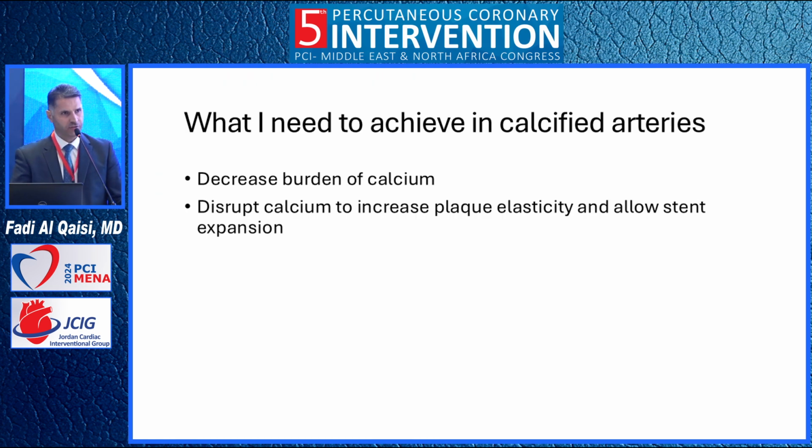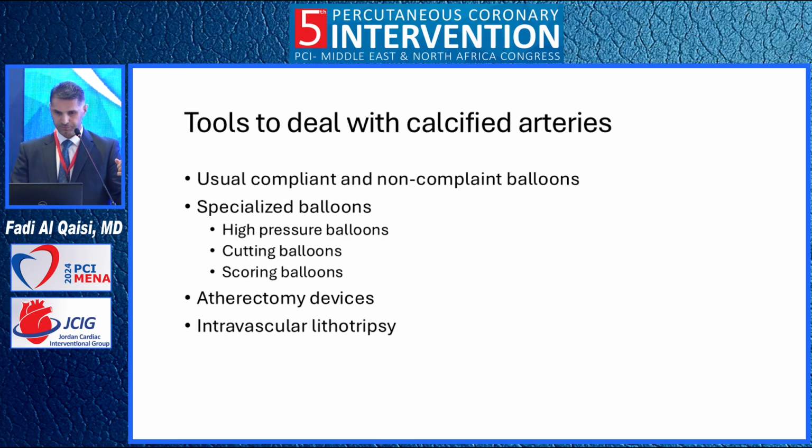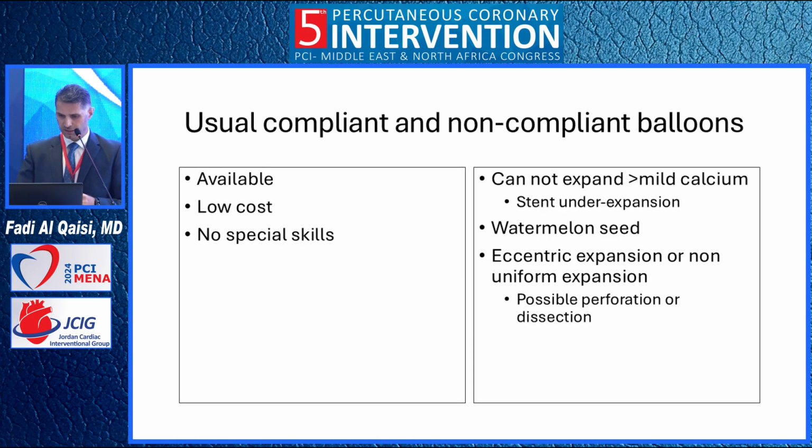All right, so I have the artery. I identified it's calcified. What should I do with this one? My goal is to decrease the burden of the calcium and to disrupt the calcium so I can increase the elasticity and allow that nice expansion of the artery to the proper size. So what are my tools to deal with calcified arteries? You have the compliant, non-compliant balloons. You have the specialized balloons, high pressure balloons, cutting balloons, scoring balloons, atherectomy devices, and intravascular lithotripsy. Let's go into details into each one of them.